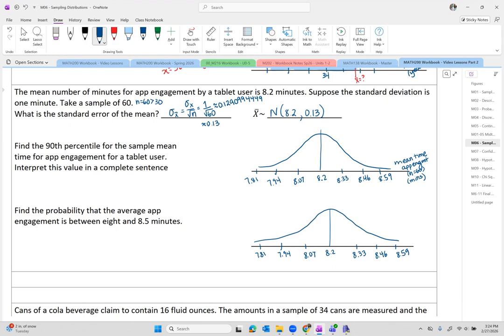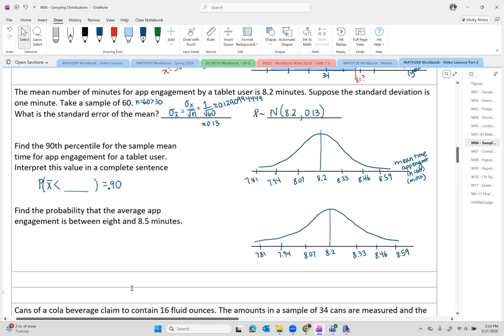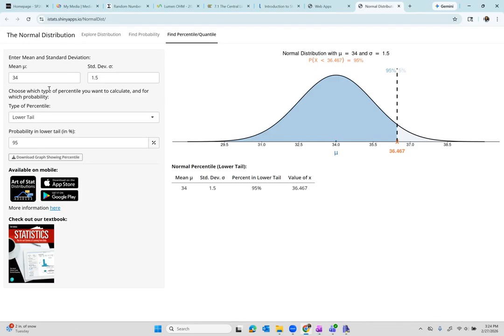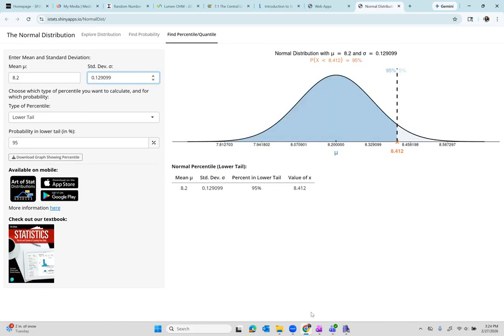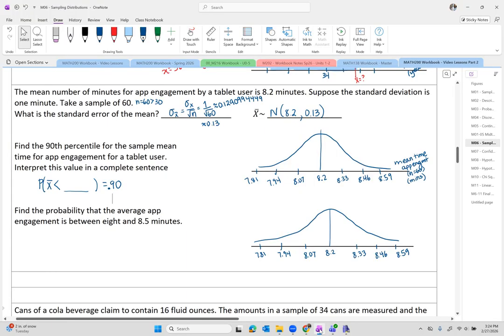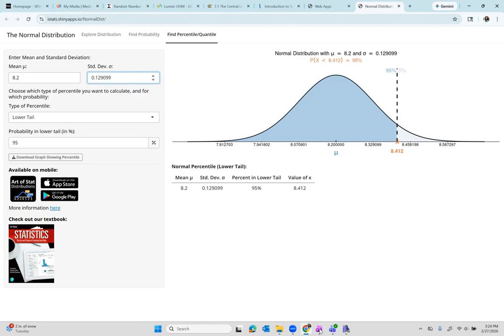And they are asking us to find the 90th percentile for the sample mean. Again, the mathematical expression will be the probability that x bar, which is the sample mean, is less than or equal to this particular value, equals 0.90 or 90%. So I'm going to use ArtofStat here. I have a mean of 8.2 and I have a standard deviation of 0.1290994449.